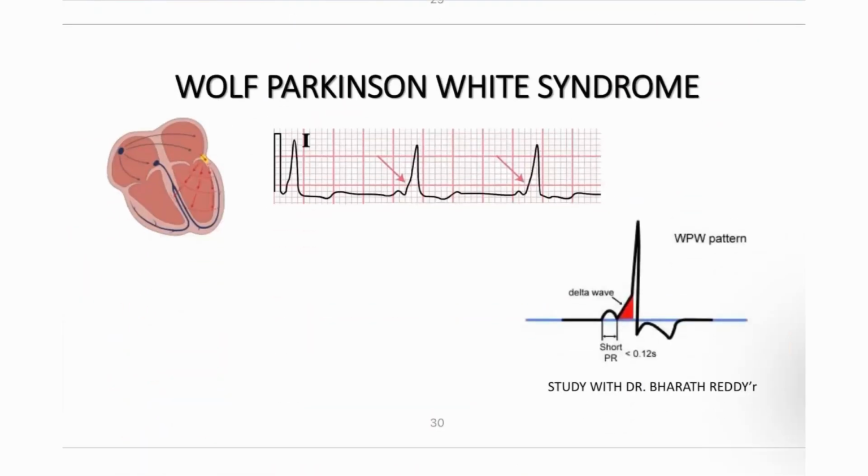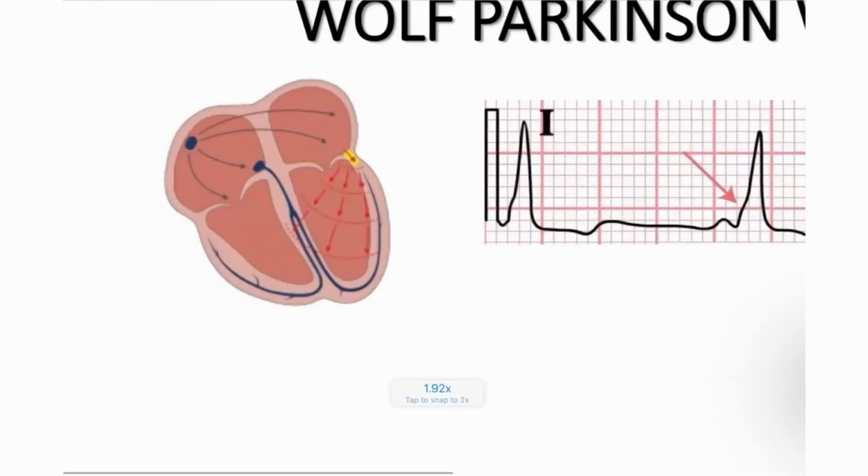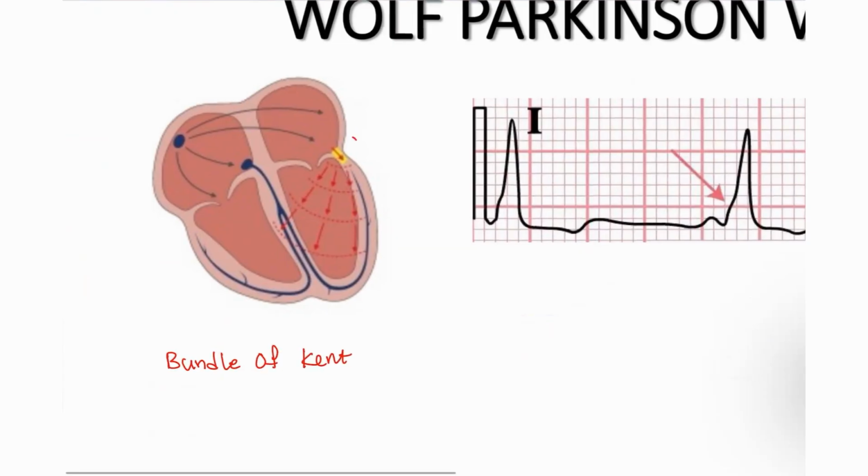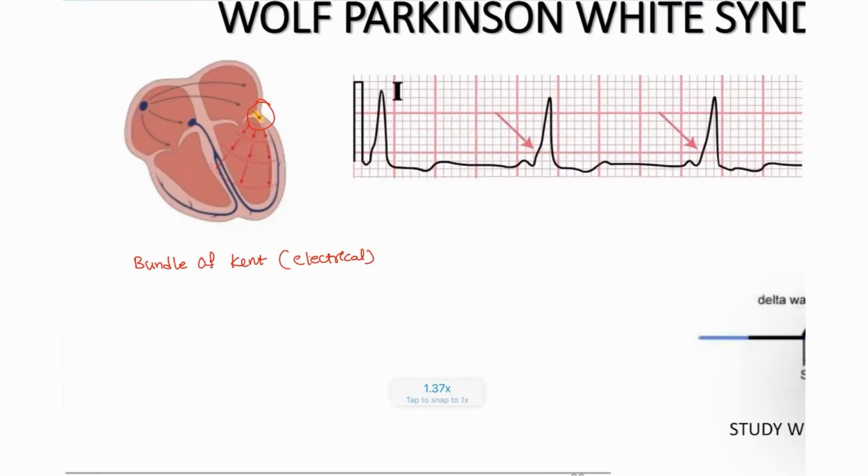Next, Wolff-Parkinson-White syndrome. In this, there will be an ectopic pathway, right? Here you can see there is a bundle of Kent. Okay, there will be a bundle of Kent. This extra electrical signal is going to cause this condition. So what are the ECG findings that you are going to see in this condition?